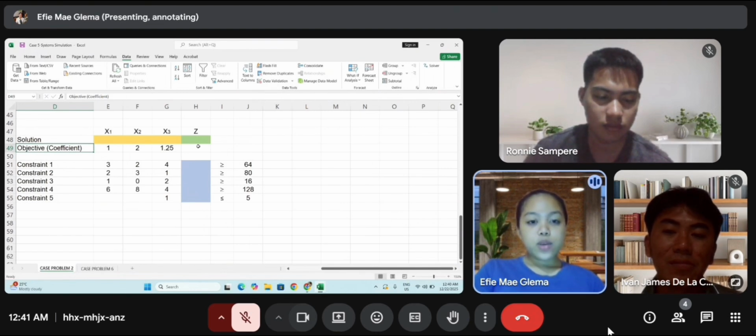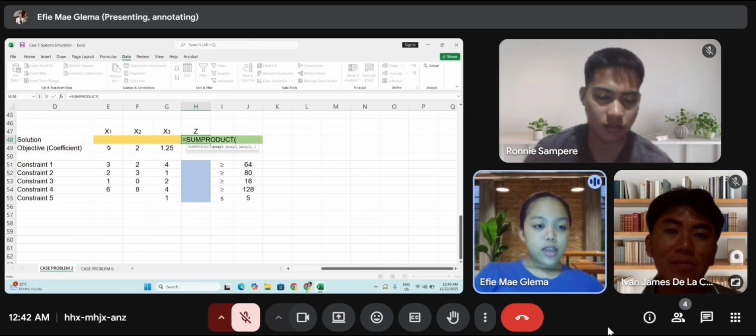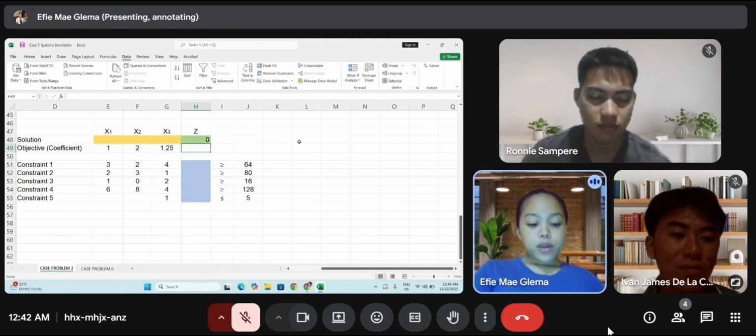So the first thing we should do is to click the green cell, then type equals SUMPRODUCT, highlighting the objective coefficients, comma, then the yellow cells. Type the $ sign to lock the variable. The value is 0 because we currently have 0 in the variable cells.